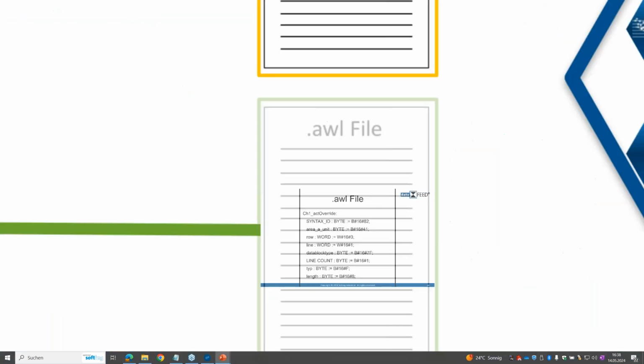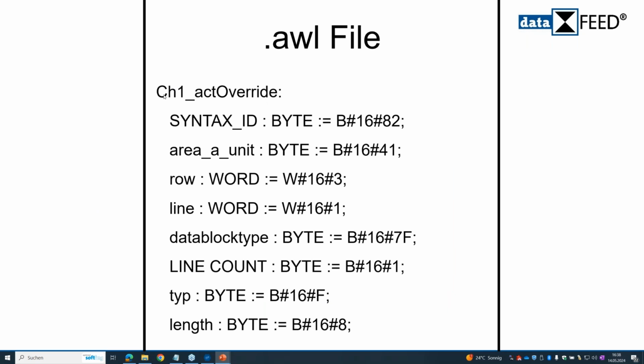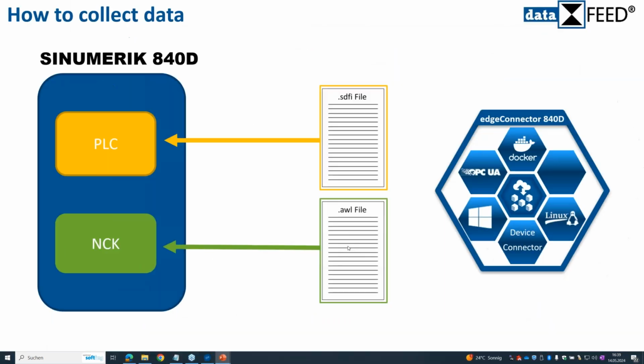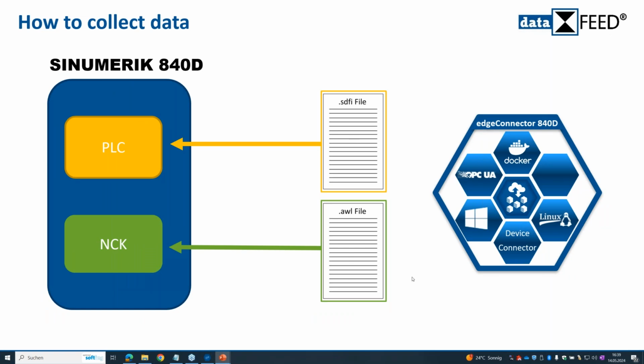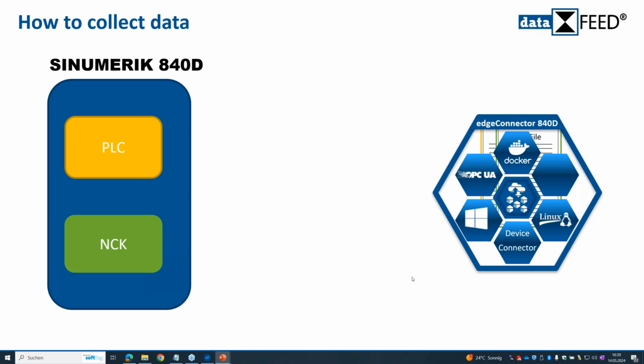Let's have a closer look how the AWL file looks, and you will notice it is a bit different. Also, the address here is different, of course, because the NCK part is of other design. So the address space needs to be enlarged here and also differently. Where do you get this data from? You get it from the NC var selector, a tool which comes from Siemens, and I will also speak a few words about this in a second. So once you have created these files, you can simply import them into the edgeConnector 840D, and you will then collect data out of these two areas.